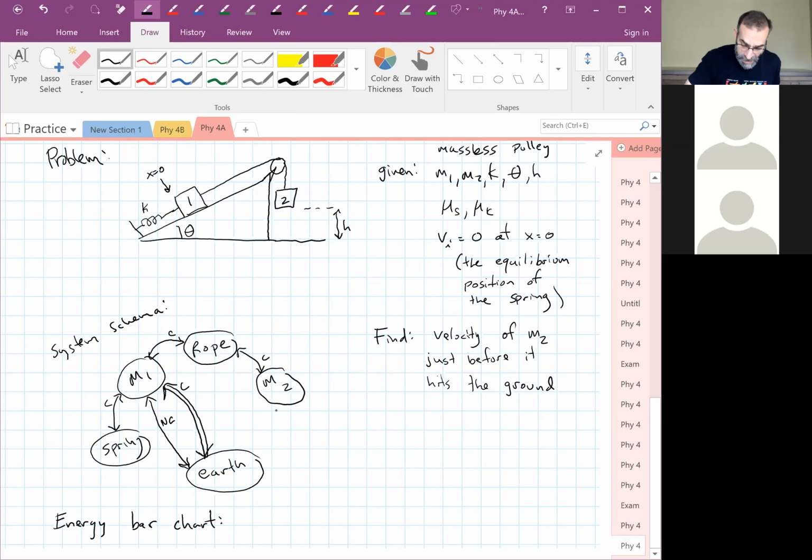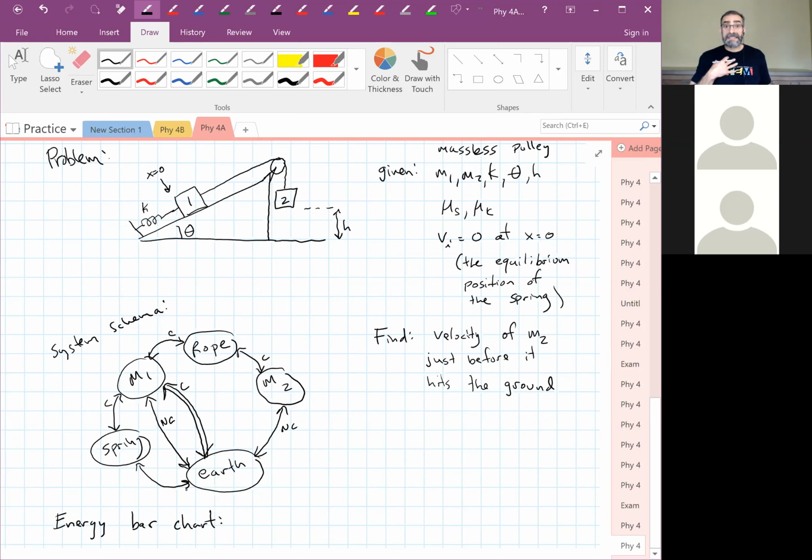M2 is not touching the earth, but it does interact through gravity. And I guess the spring is touching the earth, but we don't really care about that one, but I'll go ahead and put it in there. Did I get everything? I think that's good.